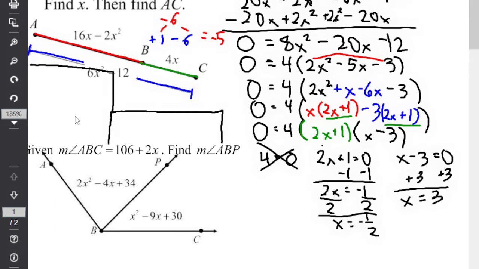So we're going to start with if x equals negative 1/2. Well, if x is negative 1/2, I'm going to start with the one that's the easiest to plug in. Let's plug it into b to c. B to c equals 4 times x, which is negative 1/2. 4 times negative 1/2 is negative 2, which is a negative measurement. Not going to work. So my negative 1/2, not a valid answer.